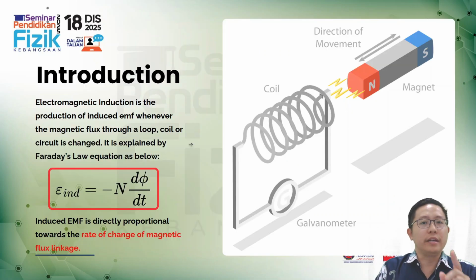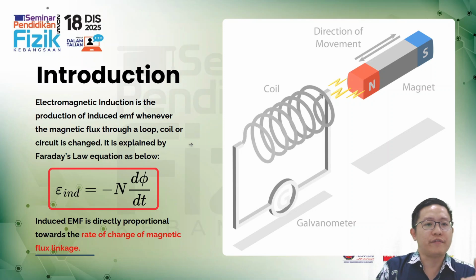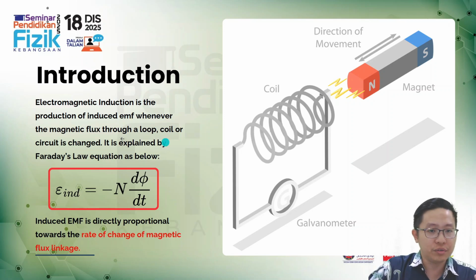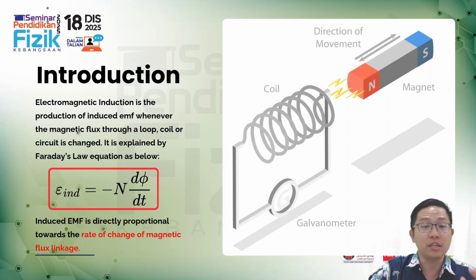Faraday's law is actually the equation to explain electromagnetic induction. It is a phenomenon of production of induced EMF whenever the magnetic flux through a loop, coil or circuit is changed. So induced EMF is directly proportional to the rate of change of magnetic flux linkage. So the magnetic flux must change. It also depends on how fast the changes of magnetic flux happen.